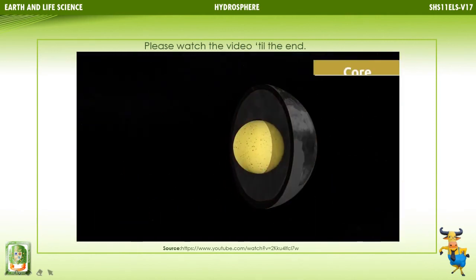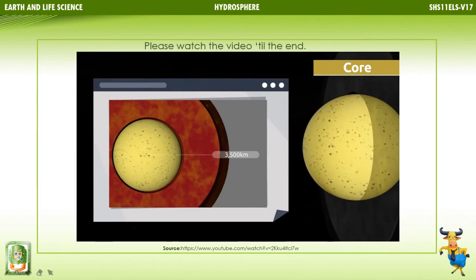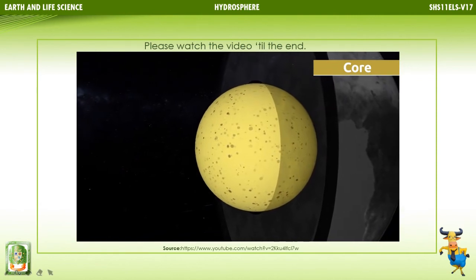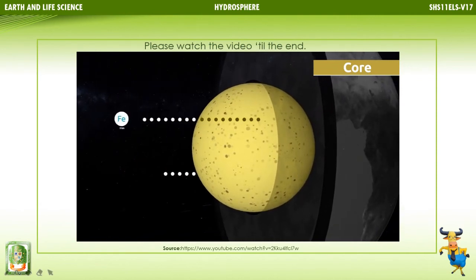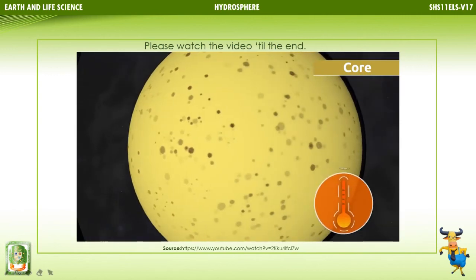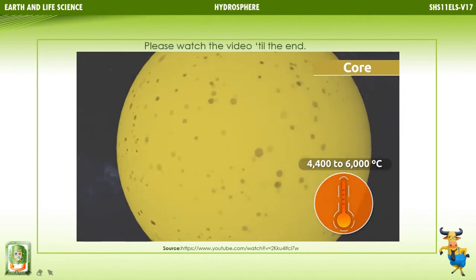The core is the innermost layer of the Earth, and it is 3,500 kilometers thick. The inner part of the core is made up of solid iron, where the outer part is made up of liquid iron and nickel. The temperature in the core is ultra-high, ranging from 4,400 to 6,000 degrees Celsius.